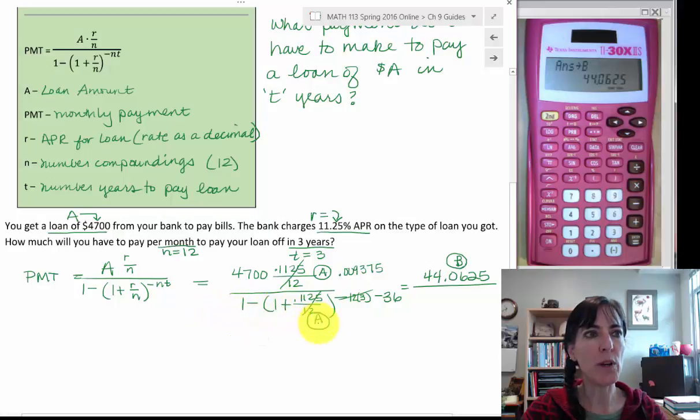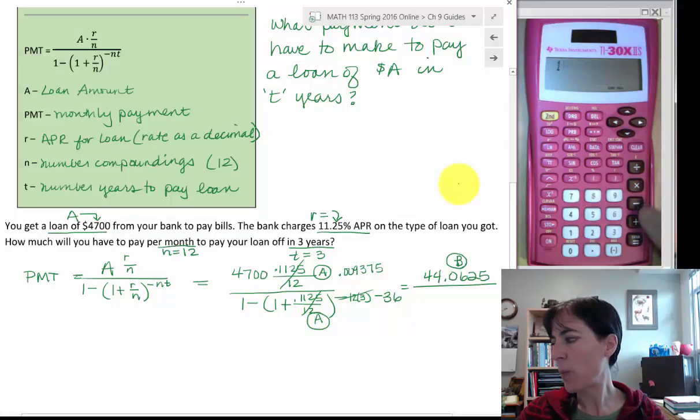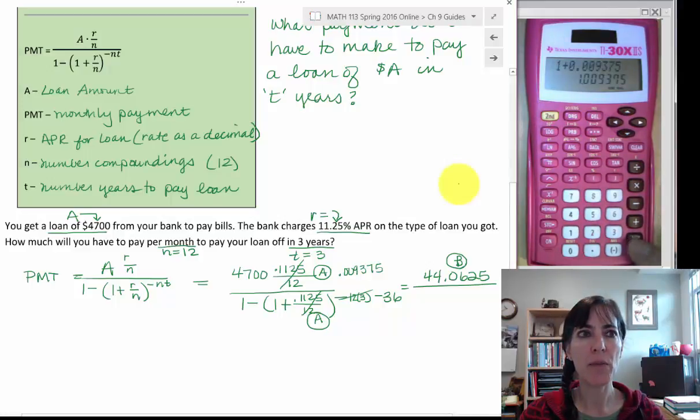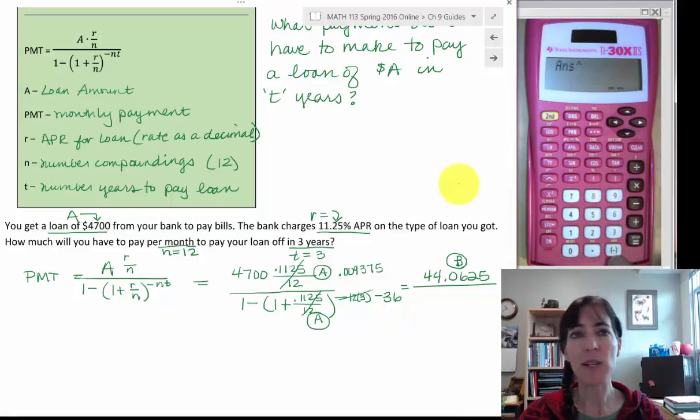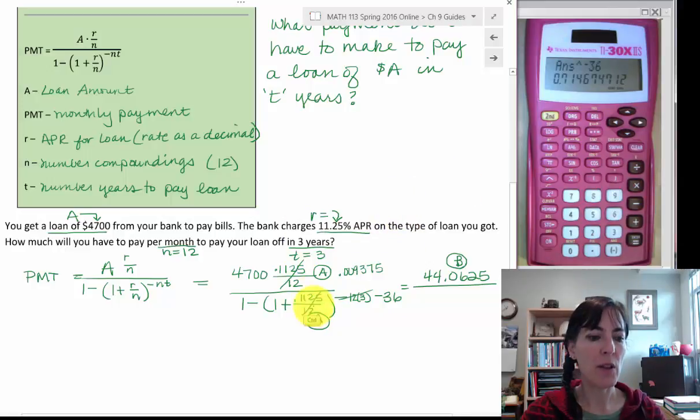And then now I can look at the denominator. So I know I need 1 plus whatever's in my A, and then I have to take it to the negative 36 power, and then I have to take 1 minus that whole quantity. So I will do 1 plus recall A, that's inside my parentheses, and then it's going to be to the, I have to use this button for negative, so negative 36 equals, now I have this whole parenthesis quantity here calculated, and it's 0.7146, and then I have to take 1 minus that quantity.